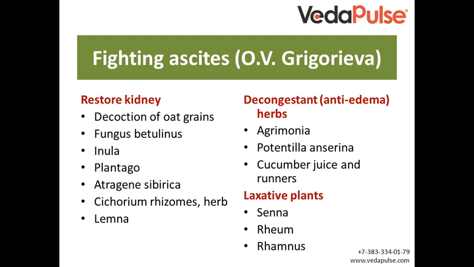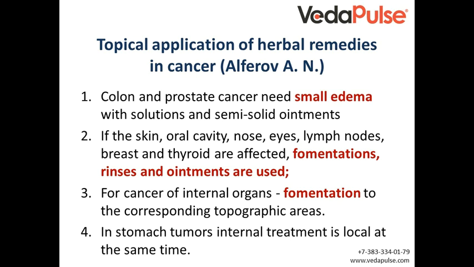And Professor Grigorieva suggests the following plants for restoration of the kidney, having decongestant and anti-edema effects. Those plants are decoction of old grains that have been already mentioned, fungus betulinus or chaga, inula plantaga, and others. Dr. Alifirov highlights the fact that in colon, rectal and prostate cancer, patients need small enemas or micro enemas with solutions of semi-solid ointments. Also, fomentations, rinses, ointments in skin, oral cavity, nose, eyes, and lymph node cancers. You can see that we use not only different forms of medicinal remedies, decoctions, tinctures, infusions, but also different ways of administration.